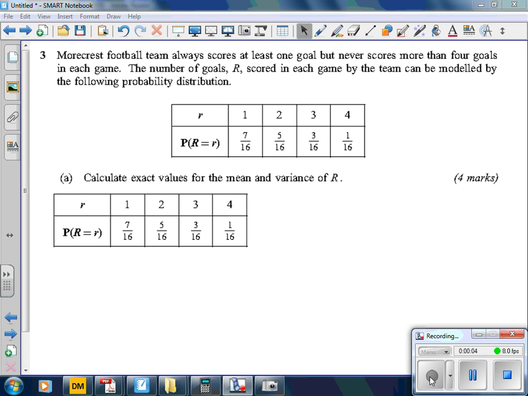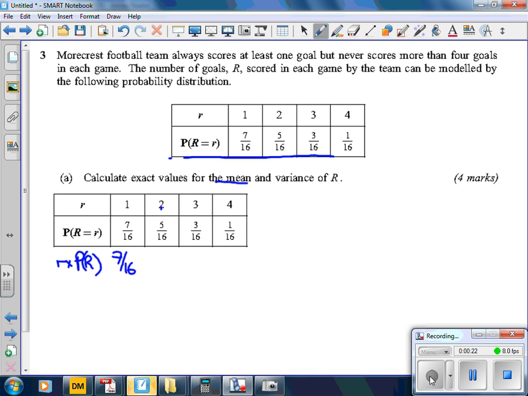Question 3 is your standard discrete random variables question. We've got our probability table here. I've just reproduced it down here, and we've got to find out the mean. The method to find out the mean is x times the probability of x, or in this case, r times the probability of r.